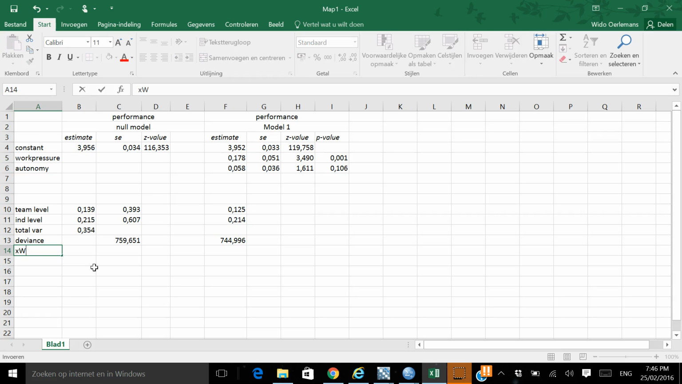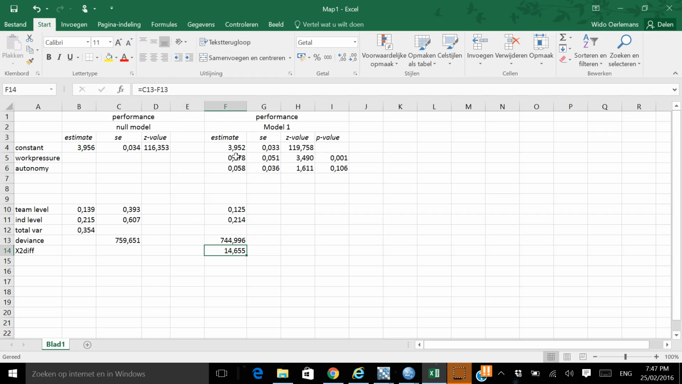So I would say the chi-square difference is... You can also calculate that. So the null model was 759. Now we have some predictors in the model, and the chi-square went down by 14.655, right? So let's go on with this. So it's 14.655, and we added 2 variables on the individual level.